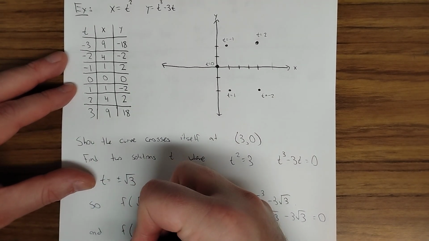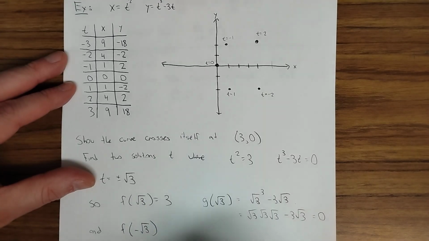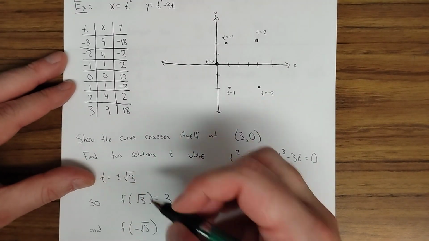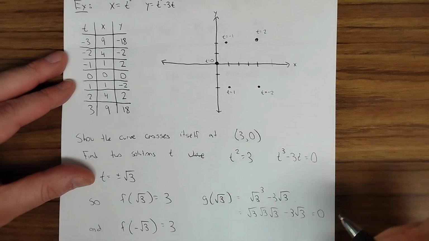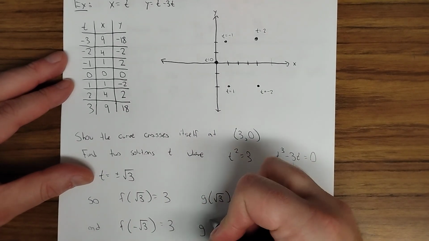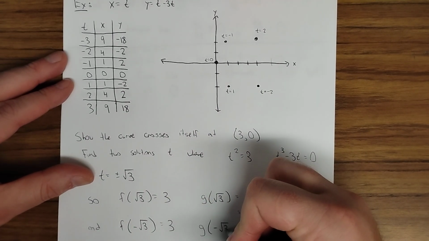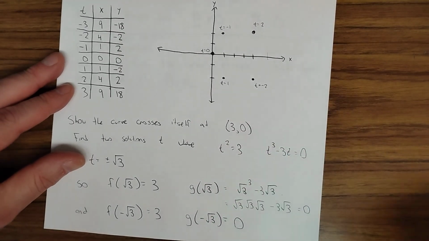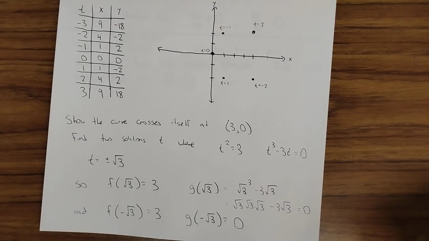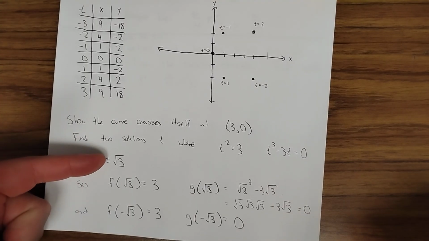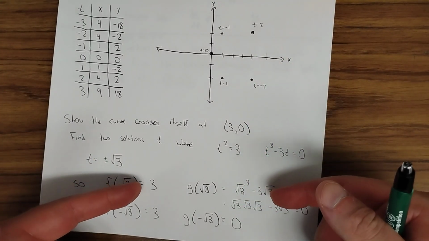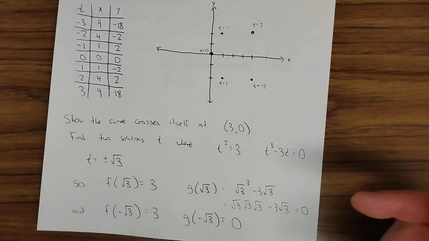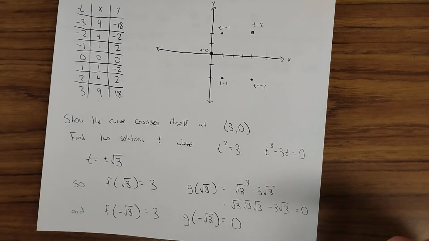And we can check f of minus root 3, the other solution, also gives me 3. And you can check that this also gives you 0. So these are two different values of t for which x is 3 for both of them and y is 3 for both of them.